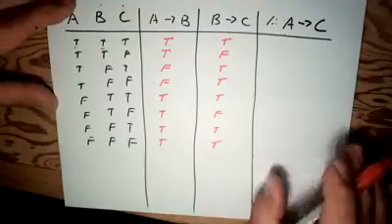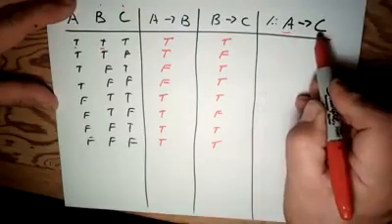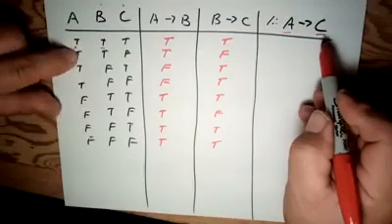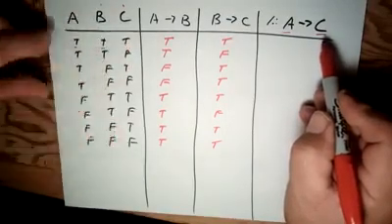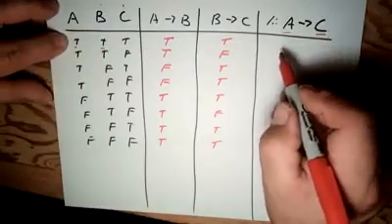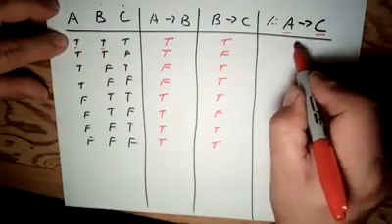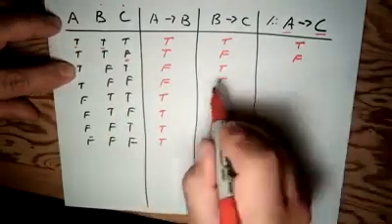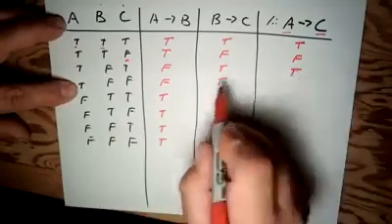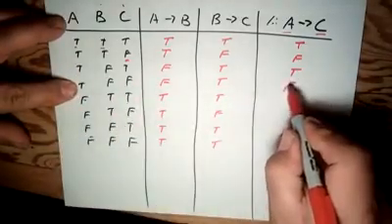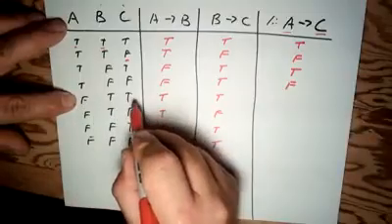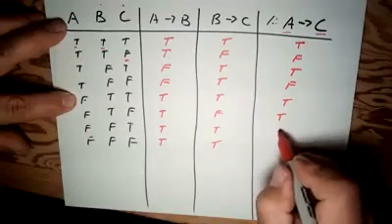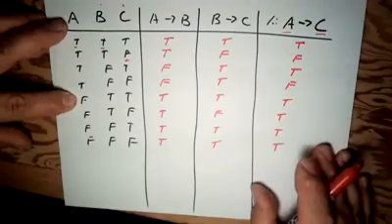And then we just keep on rolling now with the variables A and C. So I'm going to look at A, the first column here, and the third column here. So true, then true is true. True, then false is false. True, then true is true. True, then false is false. And then it's going to be true all the way down, like that.